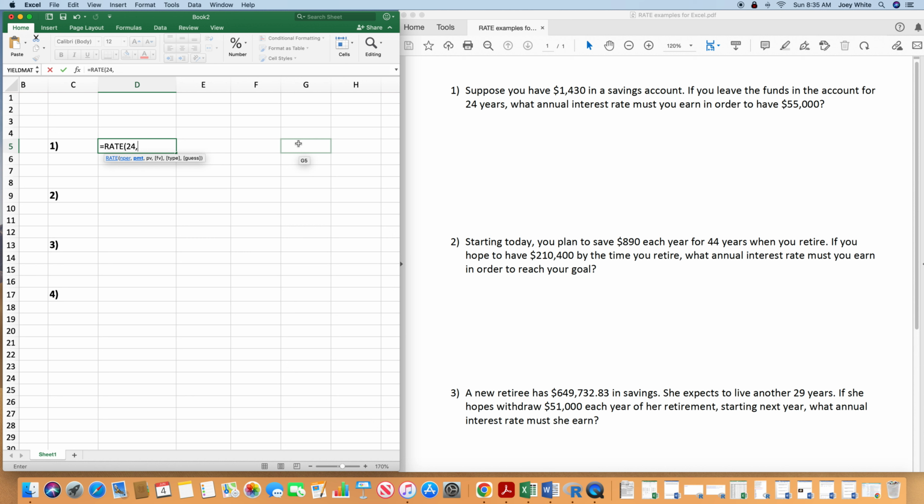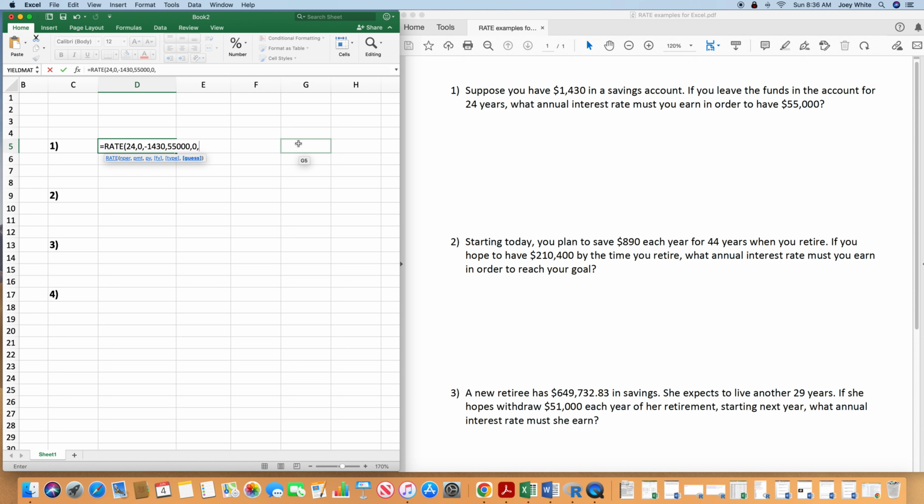This is a lump sum problem because the $1,430 in savings is there already, and it's going to be there for 24 years. There's no mention of additional payments, so payment's going to be 0. The present value is currently what you have in savings. And of course, because that's not accessed today, that has to go in as negative. So it's negative 1430. Okay, comma. Future value is the 55,000. And then the type, this is a lump sum problem, so the type doesn't matter, so we'll just put 0.